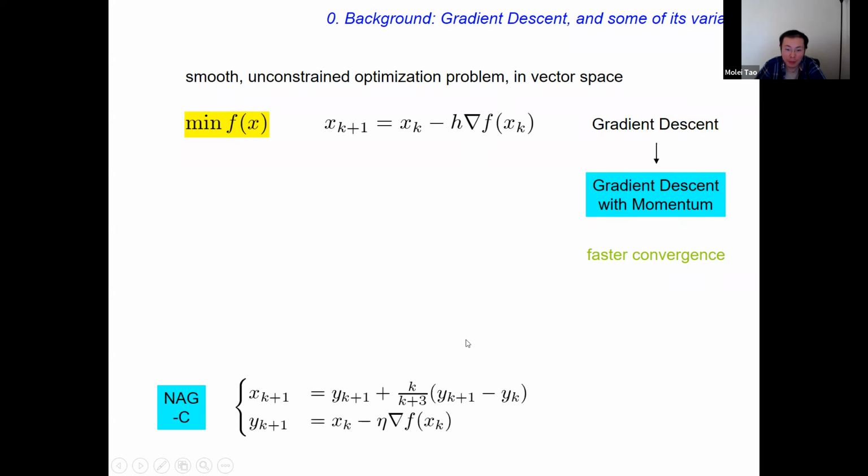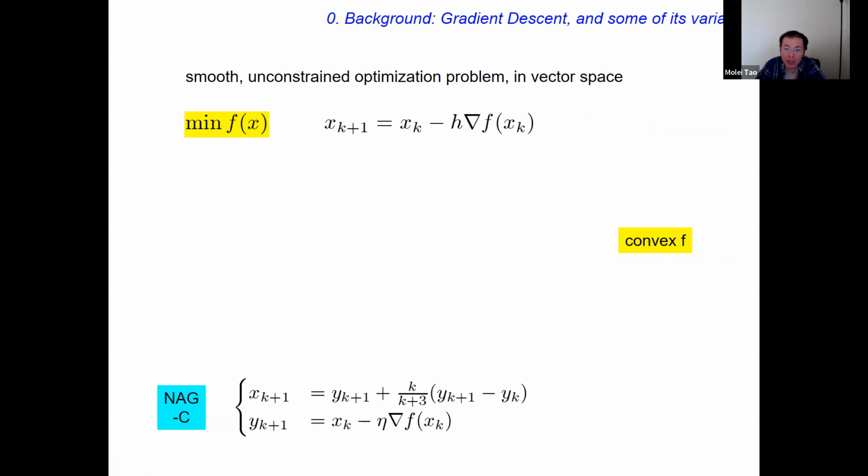They do so usually for a reason, because gradient descent with momentum oftentimes gives you faster convergence. In fact, one member of this family is called Nesterov accelerated gradient for convex functions, or NAGC for short. It uses this update, and you can clearly see that, different from gradient descent, it introduces an auxiliary variable y. This y is helping you to memorize the past gradient values along the iteration, and therefore giving you a better grasp of the energy landscape in some sense.